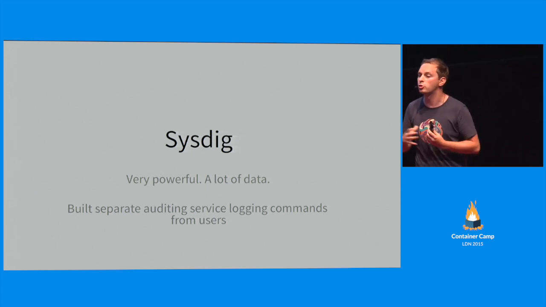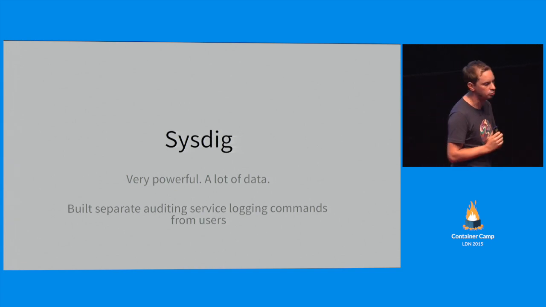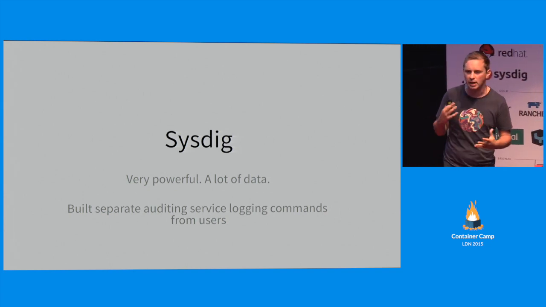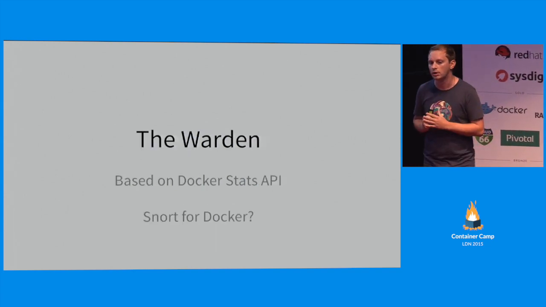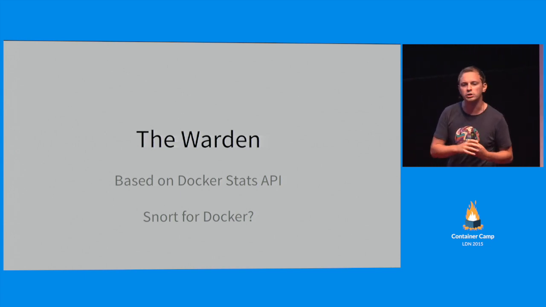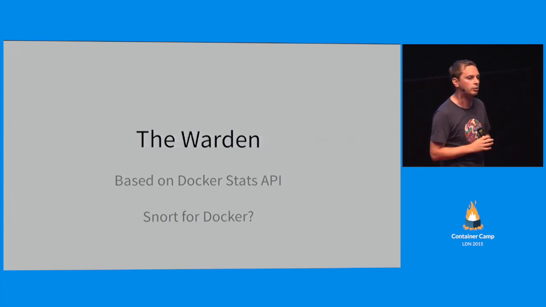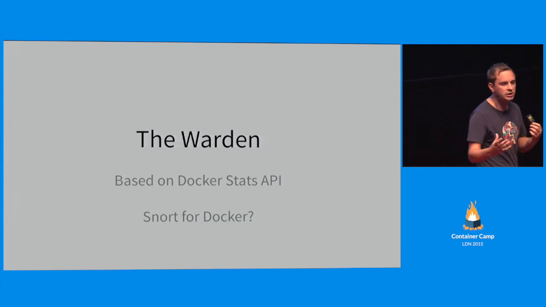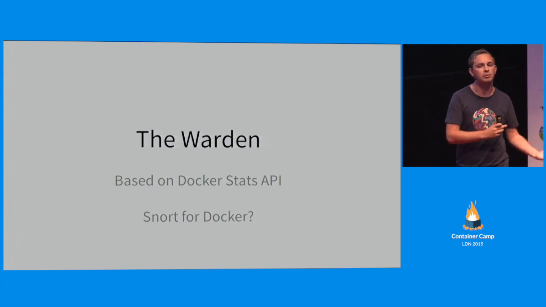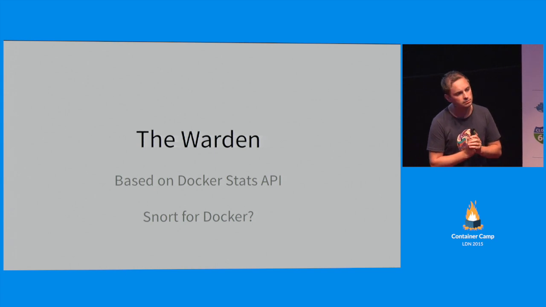So we built a separate service which logs the commands and what's happening on the actual box itself. But just logging isn't good enough. You need to be able to take action too. And so we built something called the Warden. The Warden watches and monitors. It sits on every single server within our cluster, and it watches for the malicious activity which I've been talking about. For example, the bandwidth, the CPU, and is there too much disk space being used?